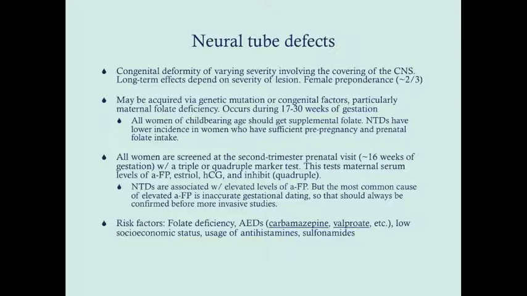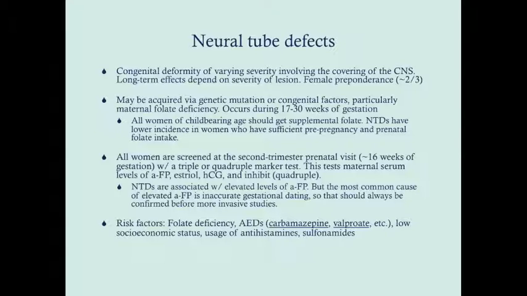Neural tube defects in general have a female preponderance by about two thirds, so about 60 to 70% of neural tube defects occur in little girls as opposed to little boys. It can be acquired via genetic mutation, or it can be congenital factors. And the big one that we think about is maternal folate deficiency. So that's why we want to make sure that all women of childbearing age are getting their supplemental folate.